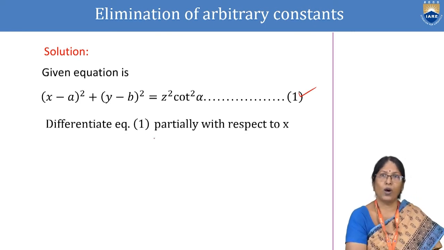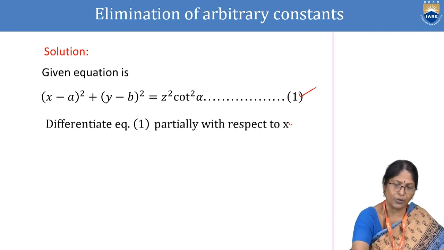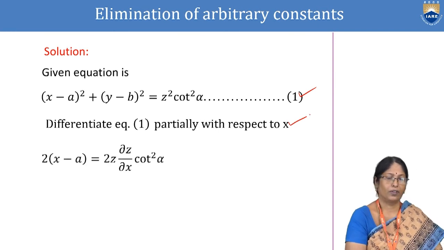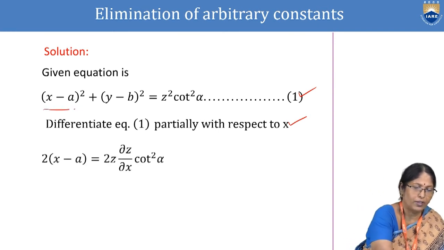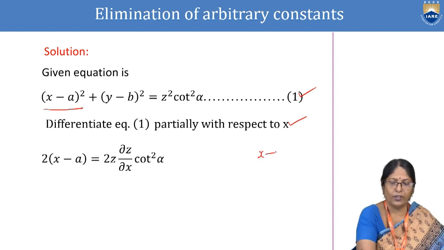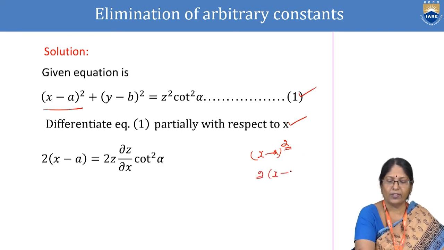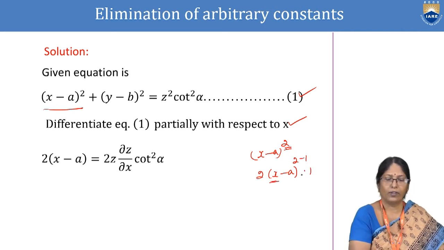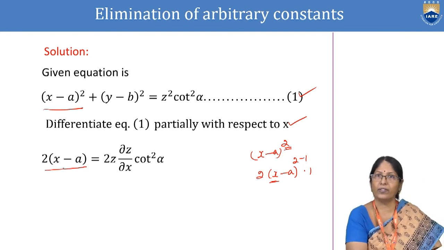Differentiate equation 1 partially with respect to x. The same here. X minus a the whole square. The power is 2. 2 (x minus a) to the power 2 minus 1. Again x differentiation is 1. So here we got it. 2 minus 1 is 1. So 2 of x minus a.